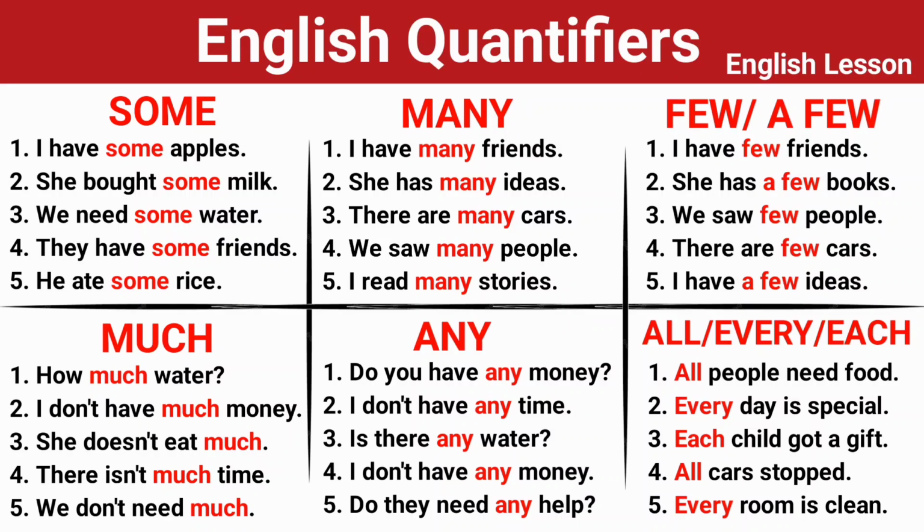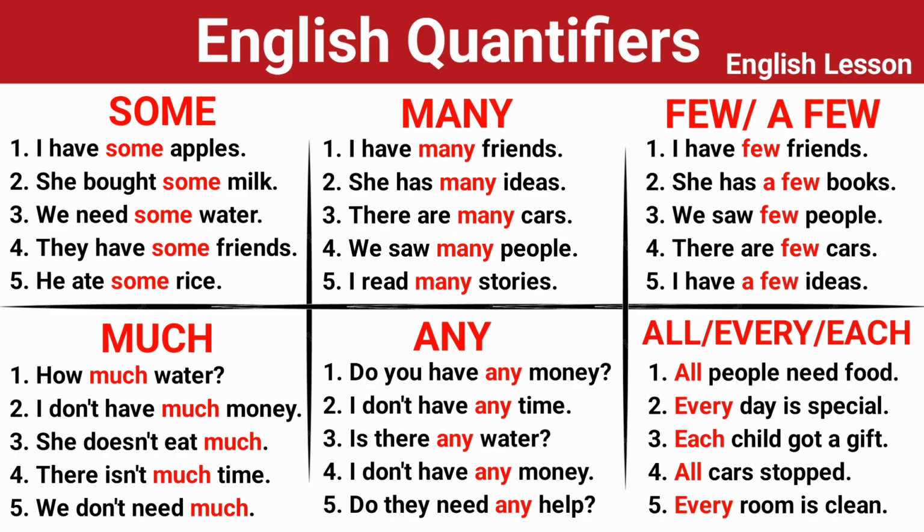In this video, we will learn English quantifiers in a very easy and simple way. You will learn how to use some, any, much, many, few, a few, little, a lot of, lots of, all, every, each, no, and none. Let's start the lesson. English quantifiers are used to express quantity or amount.